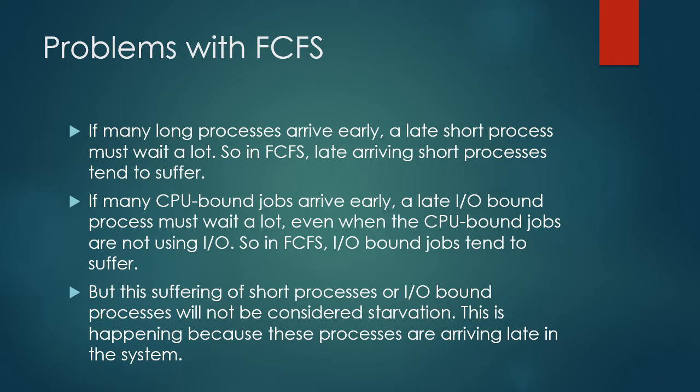If many long processes arrive early, a late short process must wait a lot. So in FCFS, late arriving short processes tend to suffer. If many CPU bound jobs arrive early, a late IO bound process must wait a lot, even when the CPU bound jobs are not using IO. So in FCFS, IO bound jobs tend to suffer.